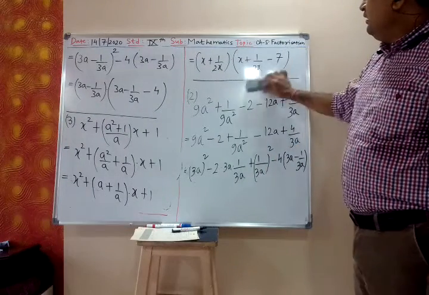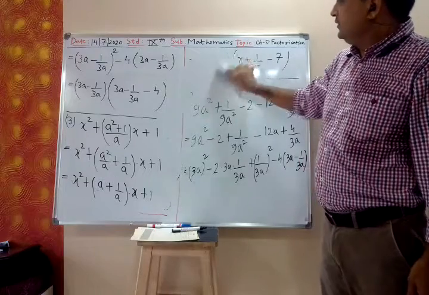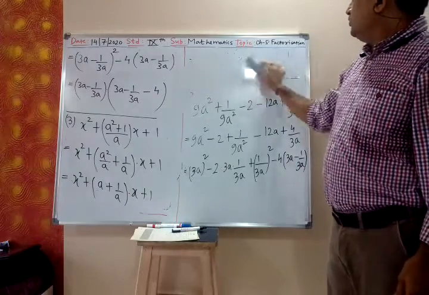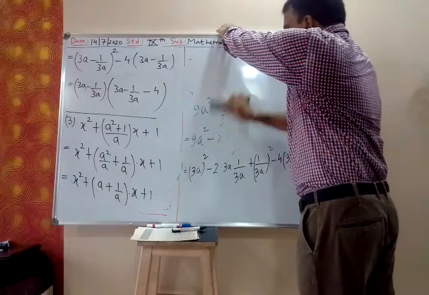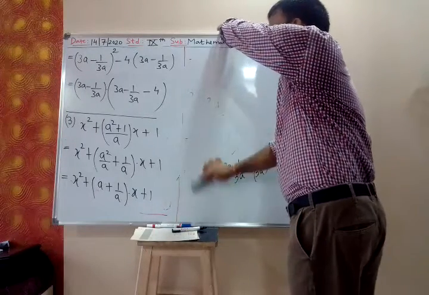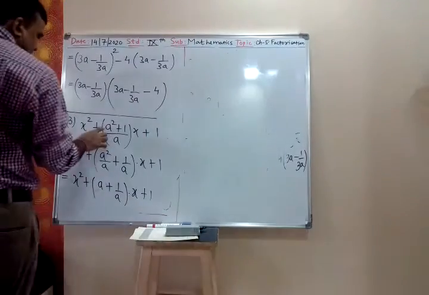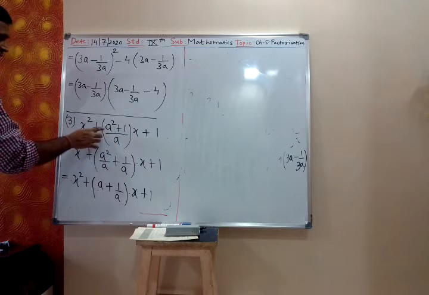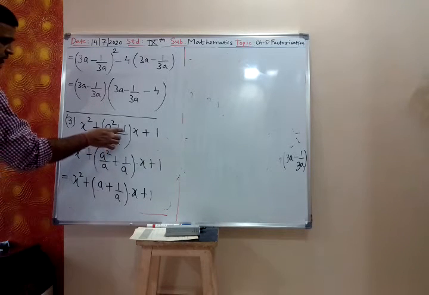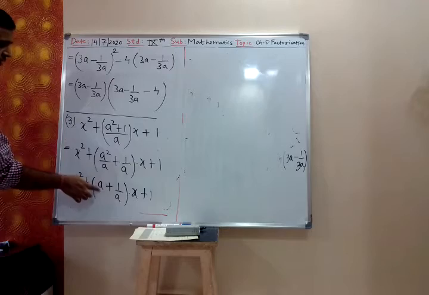And now I will open this bracket. x square plus, now open the bracket. Third step, because a plus b upon c I can write a by c plus b by c, so this is a square upon a plus 1 upon a. A square upon a: a square means a into a, one a gets cancelled. What is left? a is left.